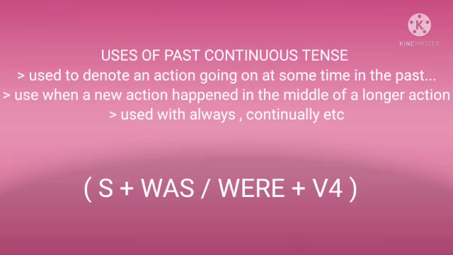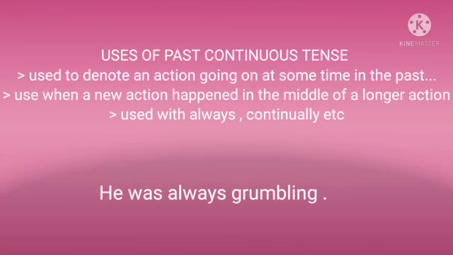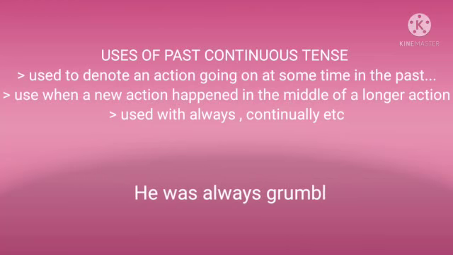There are some rules. We must know where to use past continuous. It is used to denote an action going on at some time in the past. The time of the action may or may not be indicated. And here you can see that in this tense it is used with always, continually, etc. for persistent habits in the past. For example, he was always grumbling.